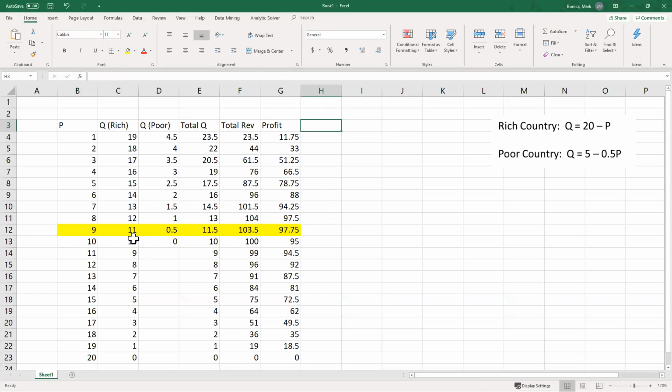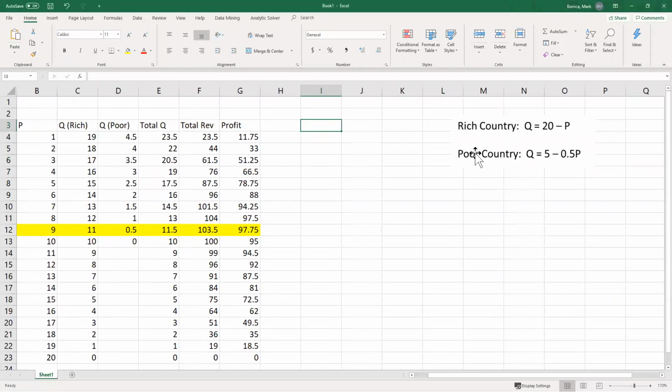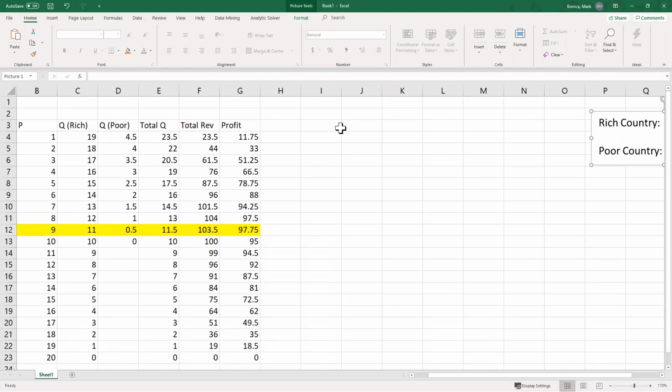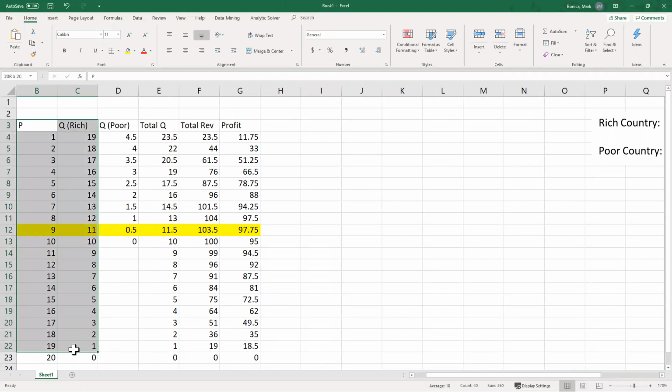So here we go. Okay, so if the pharmaceutical company was going to sell at a single price to both the rich and the poor country, the rich country would get 11 units, and the poor country would get 0.5 units. And they would both pay 9. So now, if we can engage in price discrimination, meaning that the pharmaceutical company can charge a different price in different markets, let's see how they would behave.